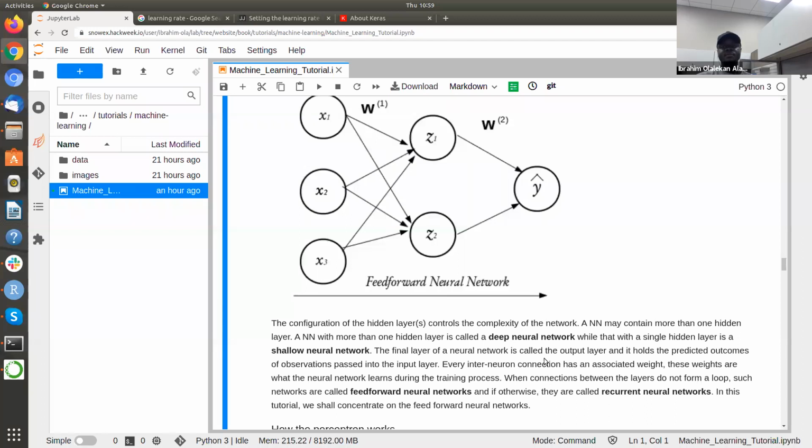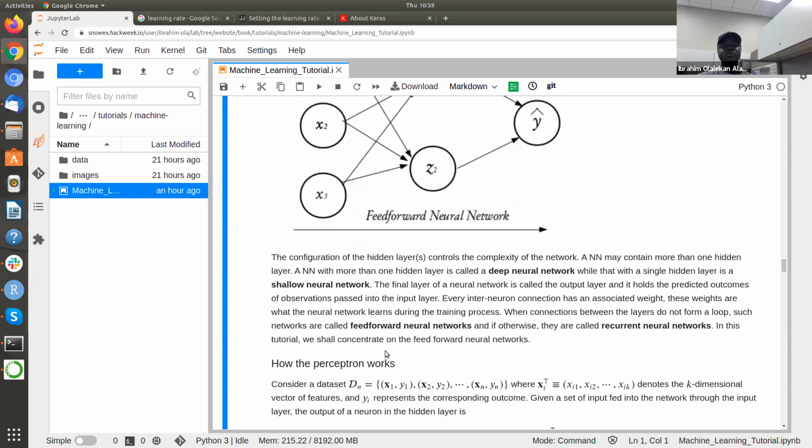When connections between the layers do not form a loop, as you can see here, this is moving like this and like this, none of them is turning back. In this case, when there is no loop, it is called a feed-forward neural network. And if there is a loop, it is called a recurrent neural network. In this tutorial, we'll concentrate on the feed-forward neural networks.